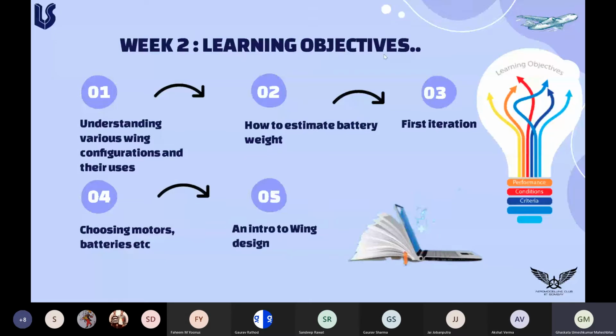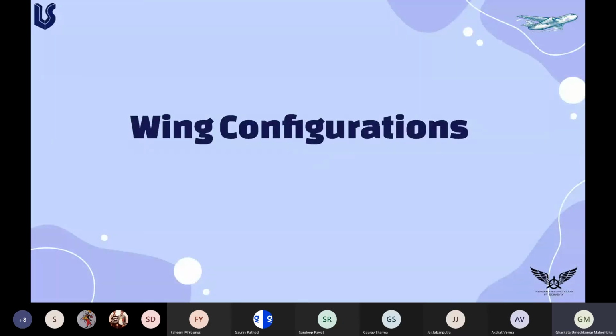After that, what we discussed as the learning objectives: the fourth learning objective is how to choose motors and battery according to our weight estimation, and after that, wing design. So next is the wing configuration. Let's start. In this topic you will get some idea about the design of an aircraft, like how the wing attaches to the fuselage in different ways, and how the design of a wing varies from aircraft to aircraft according to the mission parameters.